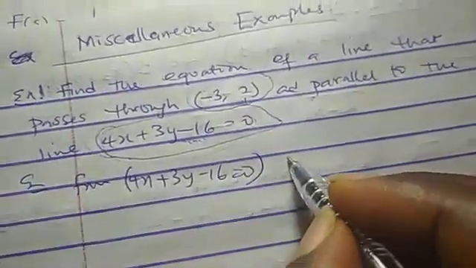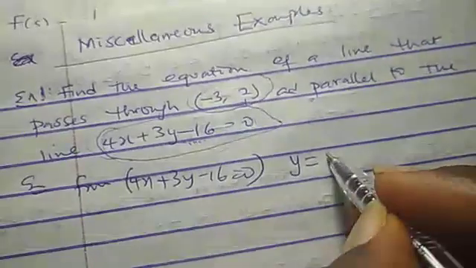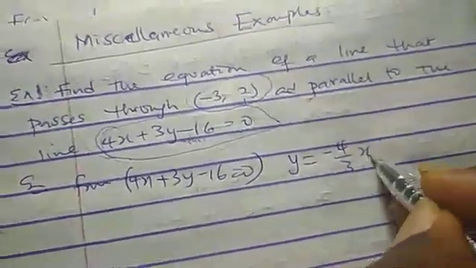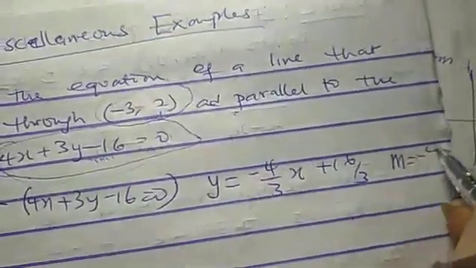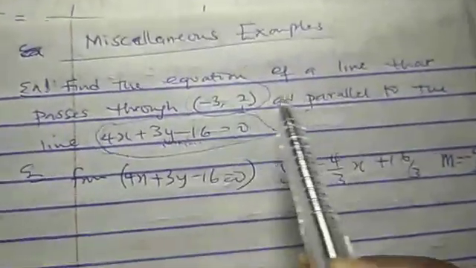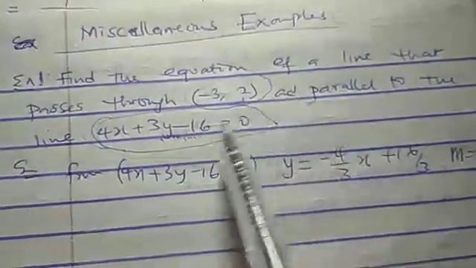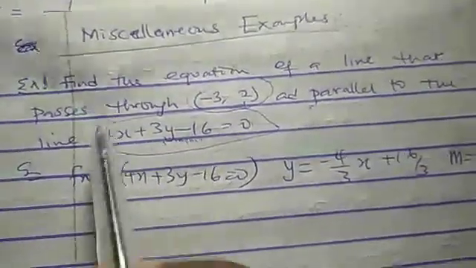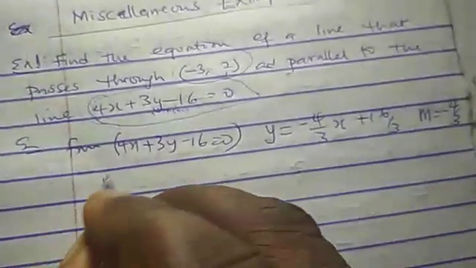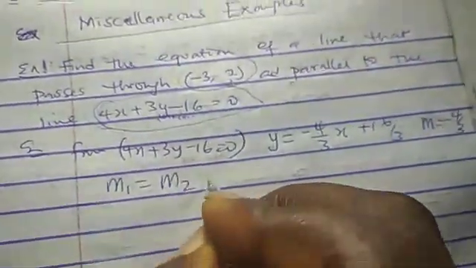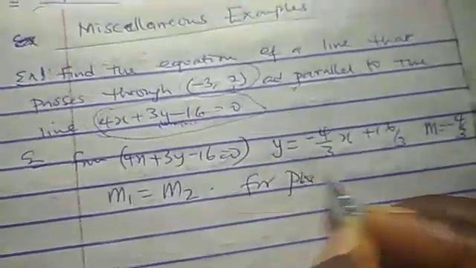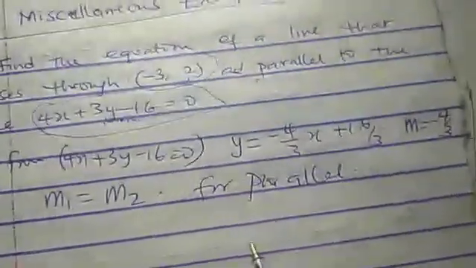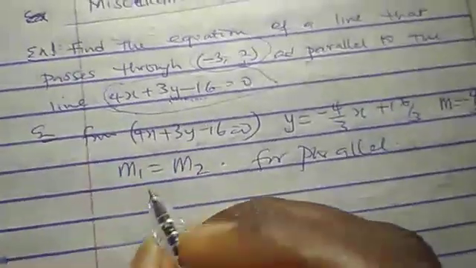Let's quickly make y the subject of the formula. So y should be equal to minus 4 over 3 x plus 16 over 3. So in that case, our m is equal to minus 4 over 3. That is the gradient of this line. But they said the one we are looking for is parallel to this line. Definitely they will have the same gradient. By condition, we normally say that m1 is equal to m2 for parallelism. In that case, they will have the same gradient.